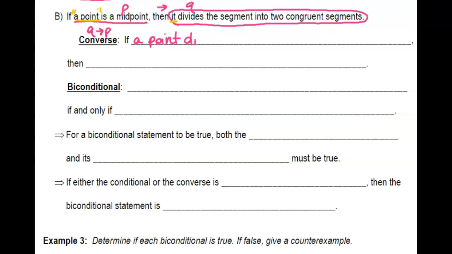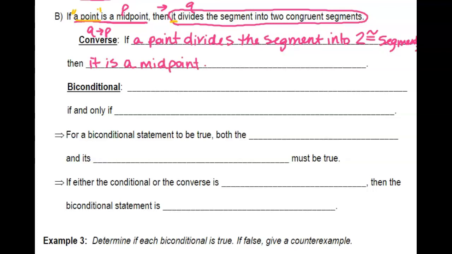If a point divides the segment into 2 congruent segments, running out of space, sorry, then the hypothesis, it is a midpoint. There we go. So let's think about if this is true or not. If a point divides the segment into 2 congruent segments, then it is a midpoint. Well, by definition, a midpoint is a point, and it divides the segment into 2 congruent segments. So yes, this converse is true.